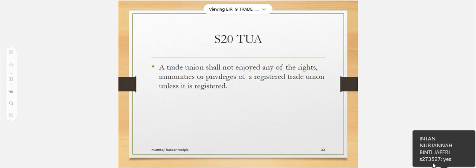Okay, so according to Section 20, a trade union shall not enjoy any rights, immunities, or privileges of a registered trade union, unless it is registered. That means the trade union will enjoy all the immunities and privileges if they are registered. You have to read the section twice, because it is stated in a negative form. Shall not enjoy means they can enjoy if they are registered. So they must be registered according to the Trade Union Act, with the procedures mentioned earlier.